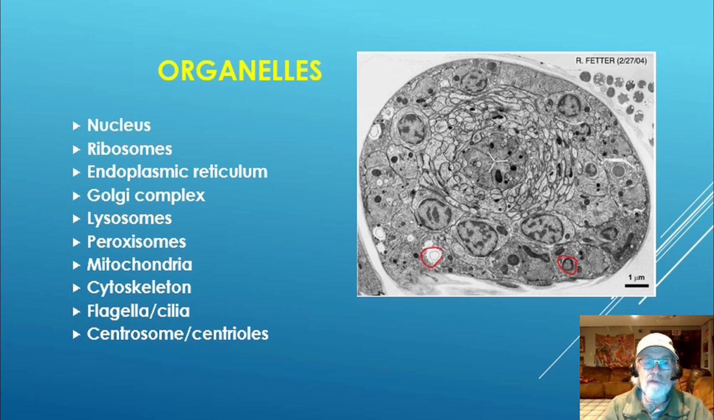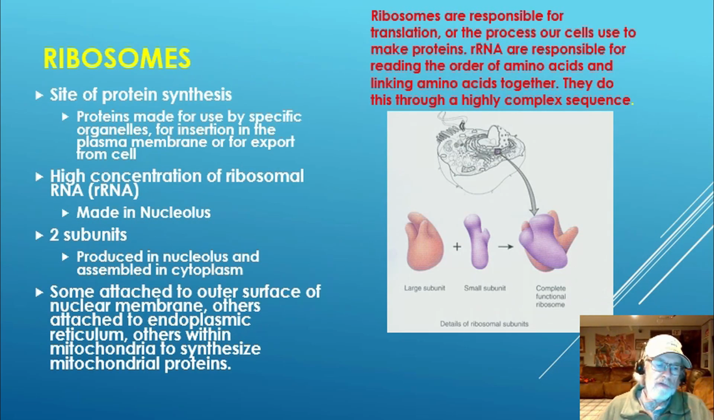We also have what are called flagella and cilia. Cilia are small hair-like structures on the outside of a cell for a specific purpose, and flagella are like whip-like tails that allow things to move, like in spermatozoa. And then we'll mention just a little bit about the centrosome and centrioles, which we'll talk more about in cell division, particularly the centrioles, in an upcoming PowerPoint video. So let's start first with ribosomes.